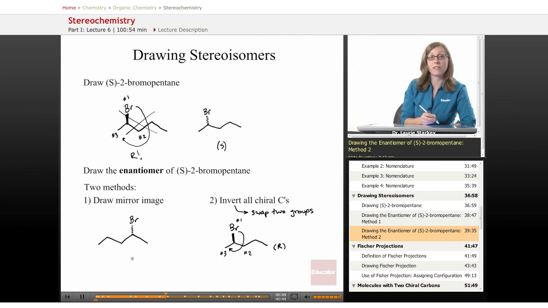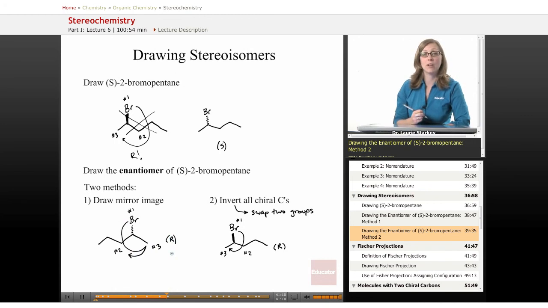And how about this one? If this is the same molecule as this, it should have the same configuration. Let's check that. This is number 1, this is number 2, this is number 3, and I go 1, 2, 3, but where's my lowest priority group? My lowest priority group is actually a wedge, so I'm going to have to reverse this and go backwards: 3, 2, 1. Yes, this is in fact also the R configuration.